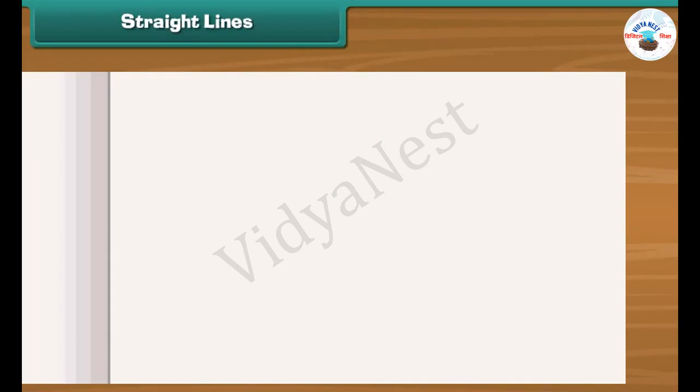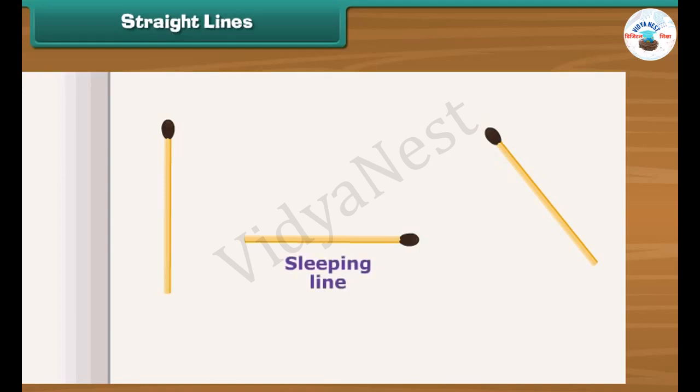Straight lines. Place some matchsticks on a sheet of paper. There are 3 ways of placing the matchsticks: horizontal, vertical, and slanting. Horizontal matchsticks make sleeping lines. Vertical matchsticks make standing lines. Slanting matchsticks make slanting lines.